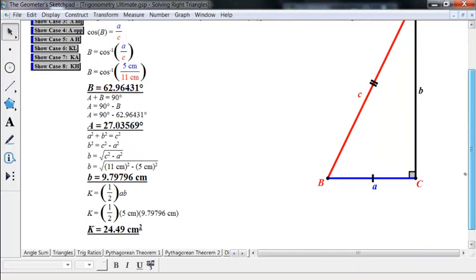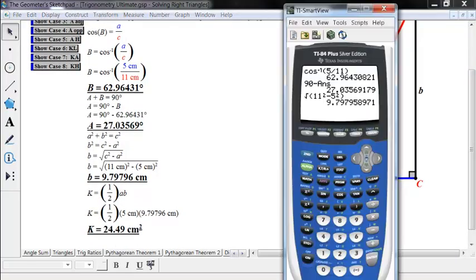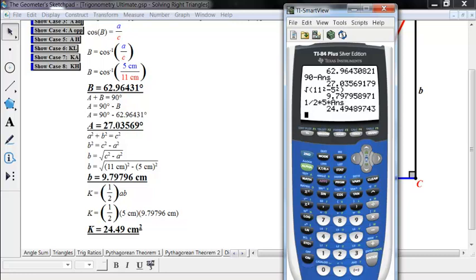Finally, we'll compute the area. It's 1/2 A times B. So what we just figured out was B. So we want 1 divided by 2, times A. A was 5, times B. B was my previous answer, so I can go second answer. Or I could have stored that as B and then pulled it, just type B at this point. And this gives me the area, 24.49489743 square centimeters.